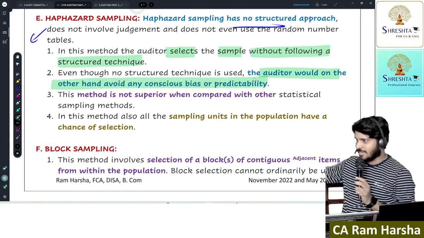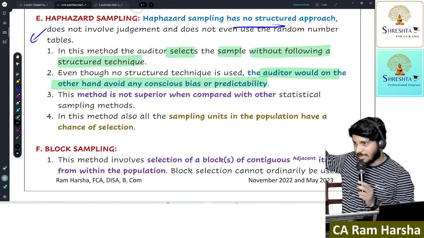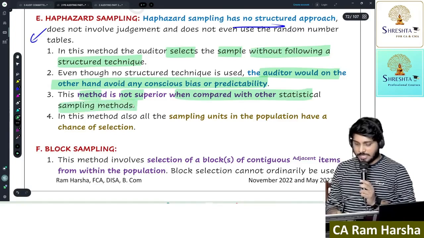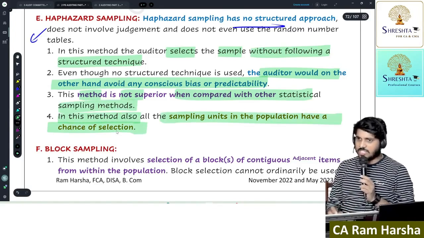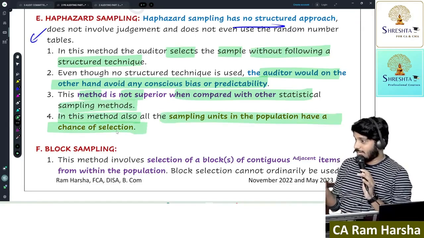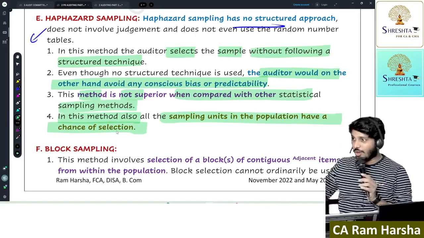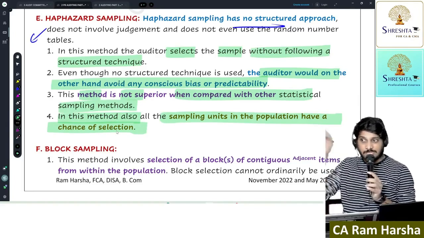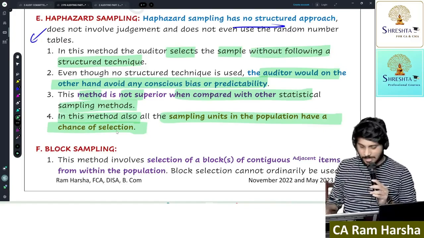We did have other selection. Do we have any bias? No. But we don't use random number tables. Getting it? This method is not superior when compared with other sampling methods. In this method also, every sampling unit will have a chance of selection, but may not be equal, because I am selecting manually. So how do I know? How do I run the computer button correctly, equally? I can't. But if it is given to the computer, it naturally selects equally. Able to understand. That's it.